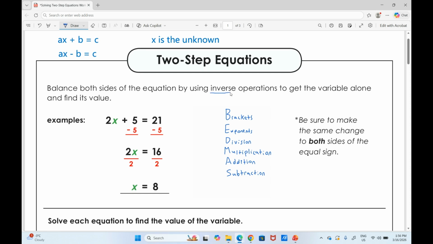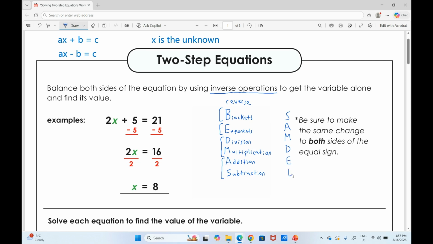Recall that BEDMAS is the order of operations that we usually use. So we solve brackets first, then exponents next, then division and multiplication, then addition and subtraction. However, in order to solve for an unknown variable when solving equations, we're actually going to use something called reverse BEDMAS. A lot of times when people write reverse BEDMAS, they write it as SAMDEB, so they just write the letters backwards.